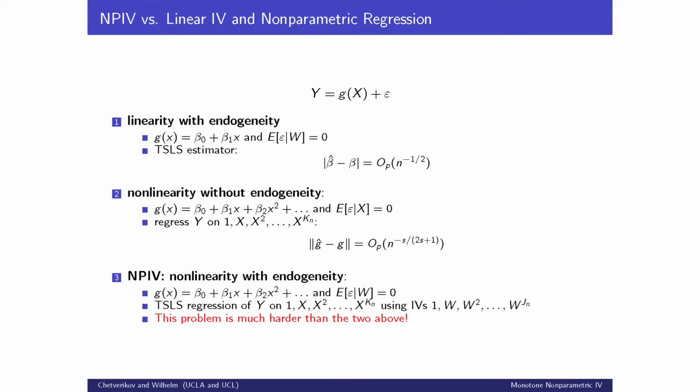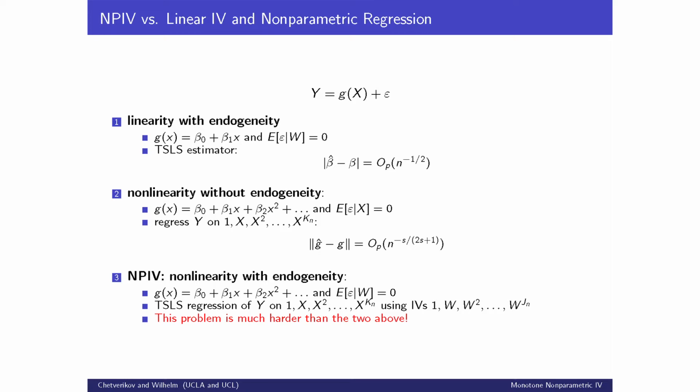And I want to spend a couple of minutes explaining why that is. So this is exactly the non-parametric IV problem. This is the one that I'm talking about the rest of the talk. I want to explain why this is such a hard statistical problem and how we get around some of the difficulties with shape restrictions.